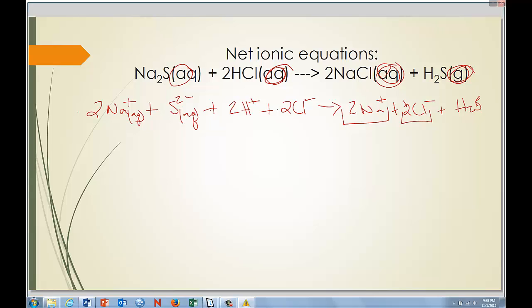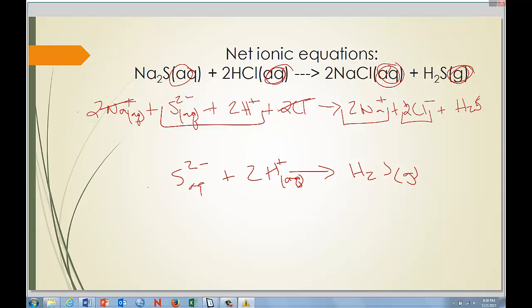So once we cancel all those out, what we have left is what goes into the net ionic equation. So that's in gas form, and these were originally in aqueous. And that is your net ionic equation. Let's try that again. Whenever you see AQ, you're going to break it up.